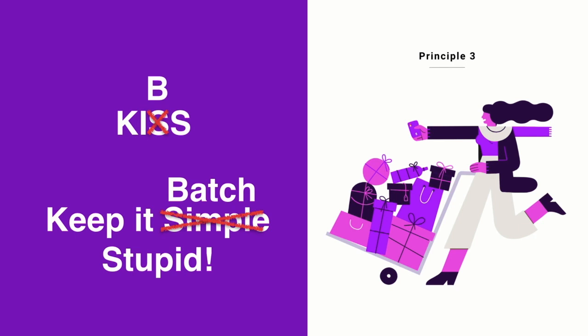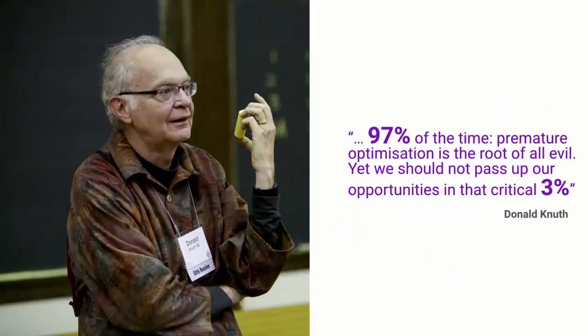So one of the things that we always keep in mind is, let's use batch as much as possible, because it's way easier for engineering and for everyone to reason about things. And one of the things, quoting Donald Knuth, premature optimization is the root of all evil. But the full quote is, 97% of the time, premature optimization is the root of all evil, yet we should not pass up our opportunities in that critical 3%.